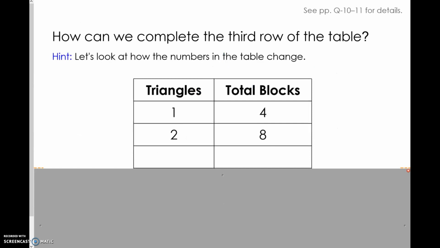Now, we can represent this information in a table. If we have 1 triangle, we will have 4 total blocks. If we repeat the castle, we will have 2 triangles for 8 total blocks. For 3 triangles, how many blocks will we need to complete 3 castles? Record your answer on your whiteboard. That's right, you will need 12 blocks in total.